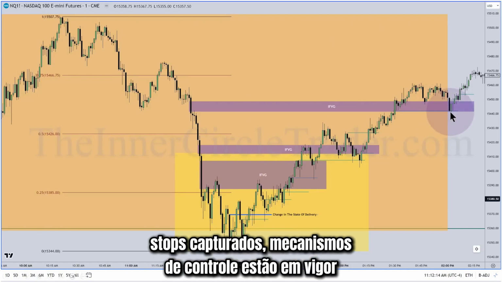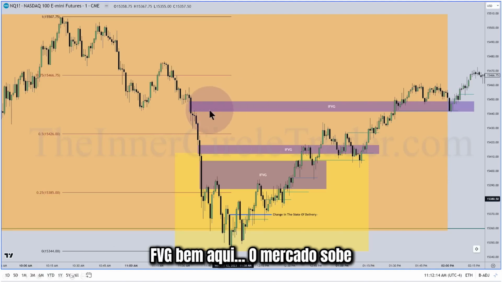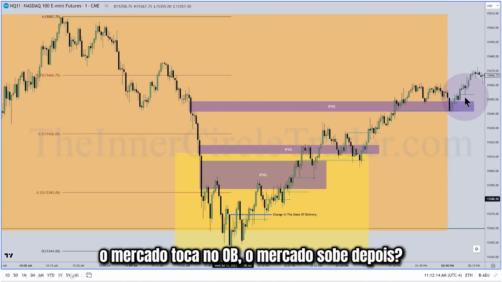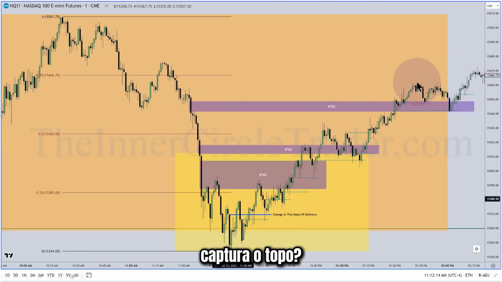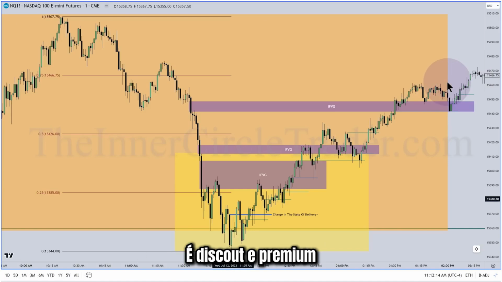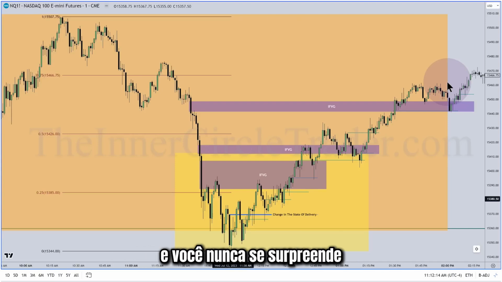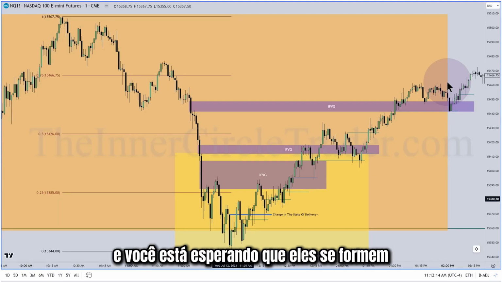Stops have been taken, control mechanisms are in place, the algorithm is absolutely respecting that old fair value gap right here. Rallies, order block, touch it. Does it rally higher? Yes. Does it take out a high? Yep. It's liquidity and inefficiency. It's discount and premium. Time of day. All these things come together to make a beautiful tapestry, and you're never surprised, and you're waiting for them to form.